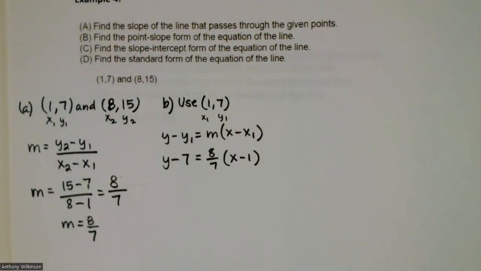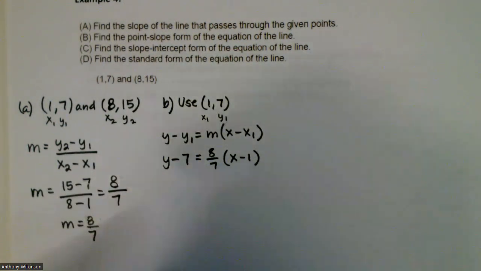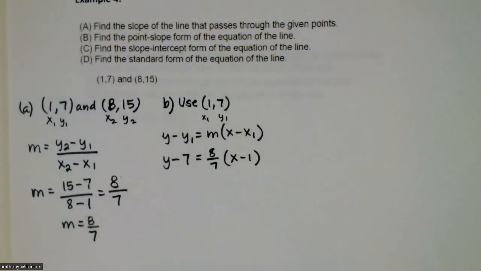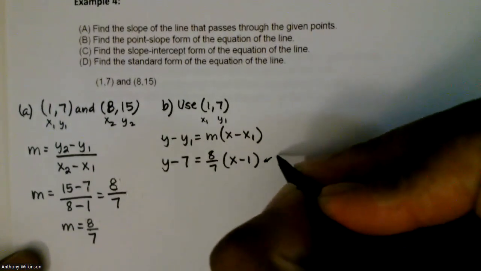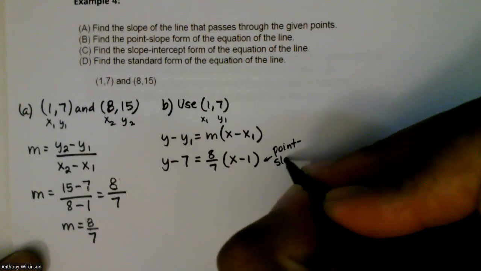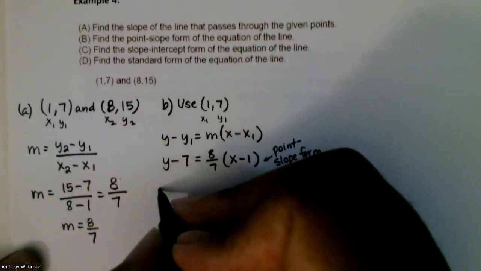Now, this part right here that you see is point slope form. So in my MATLAB, you want to make sure that you enter this answer as an equation in point slope form. So we'll say this is point slope form. That's the answer to part B.